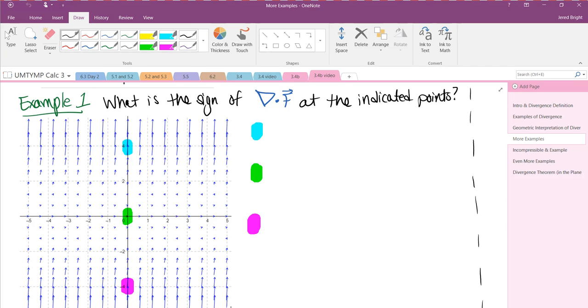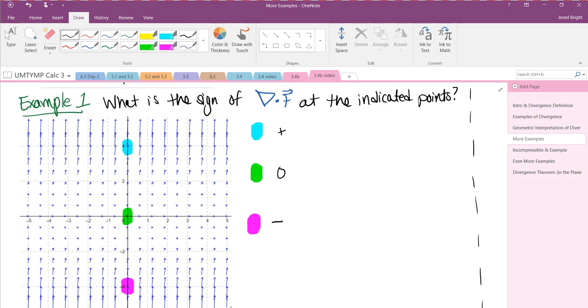And hopefully you did pause the video and try these on your own, because I believe in the first highlighted blue, we should have a positive divergence, mainly because flow out is greater than flow in. At the green highlighted space in the middle, at the origin, I think it's actually 0, because flow in and flow out are the same. And conversely, with the last one, I think we have negative divergence because flow in is greater than flow out.